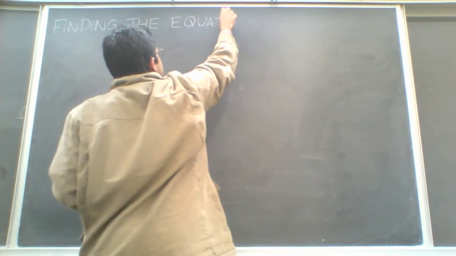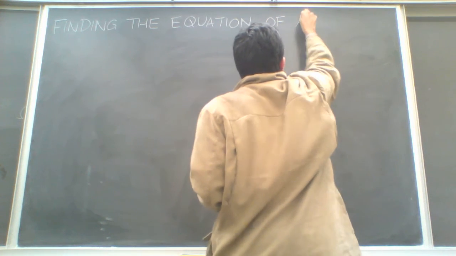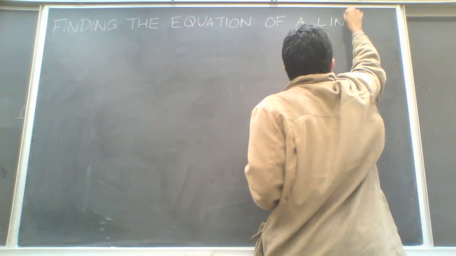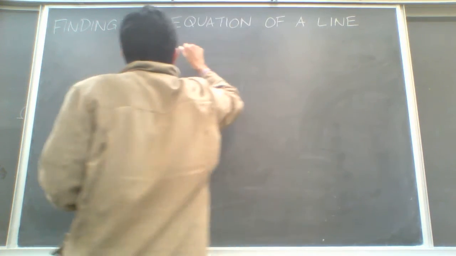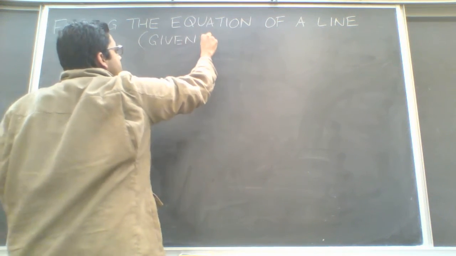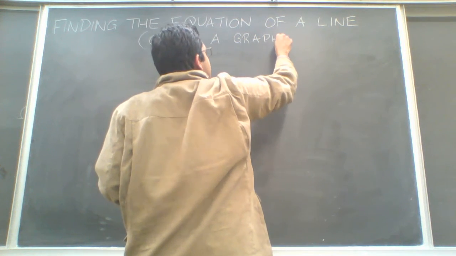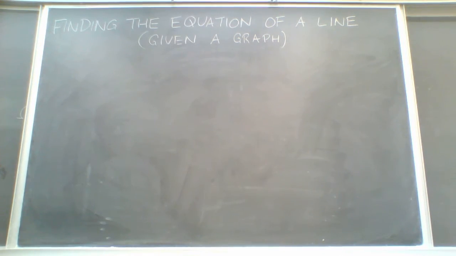So that's the subject of this video: finding the equation of a line given a graph. I have to give you the diagram, and then we can find the equation from that. So what we're going to do in this lesson, and possibly also the next one, is get a little bit of practice finding the equation of a line from the graph of the line.